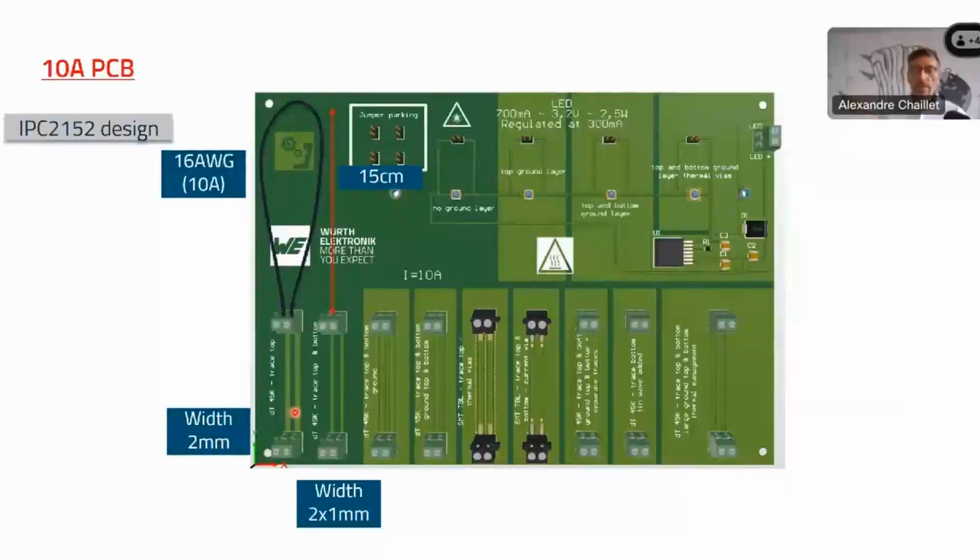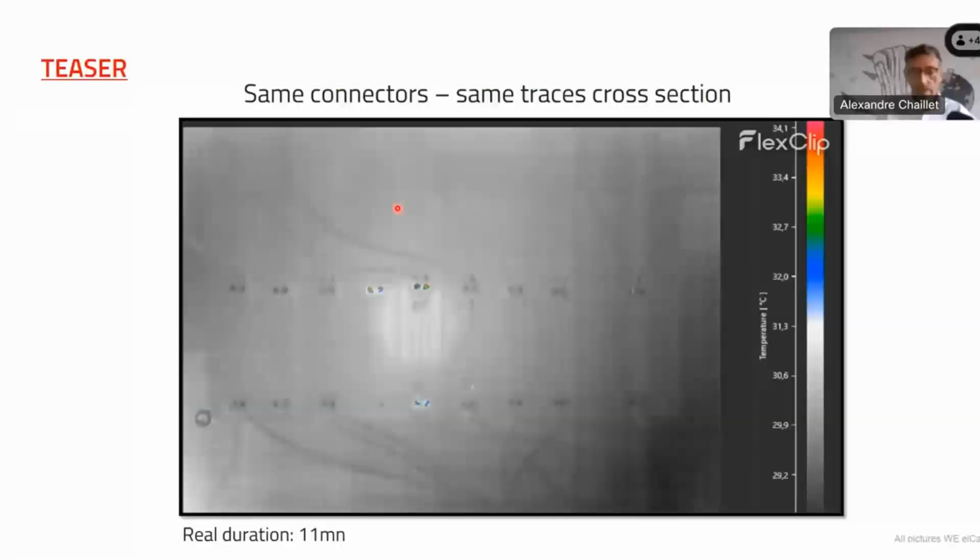Designed for 10 amps in exactly the same way with IPC 2152. And the widths, the cross-sections, are always the same. For example, this one has a width of 2 millimeters, this one 1 millimeter, but you've got another 1 millimeter on the bottom layer, okay? And the length of the wire is around 15 centimeters.